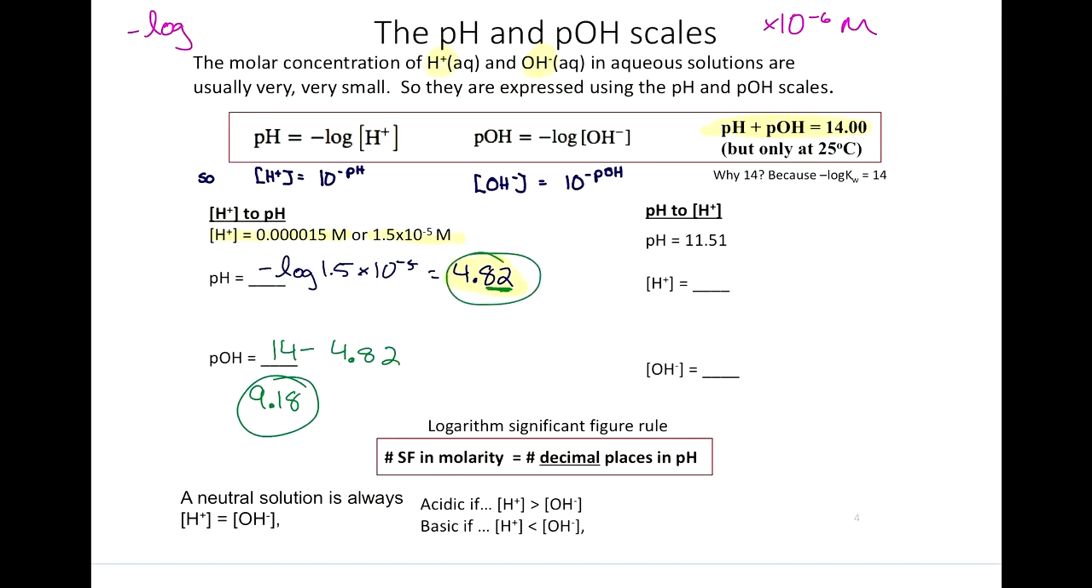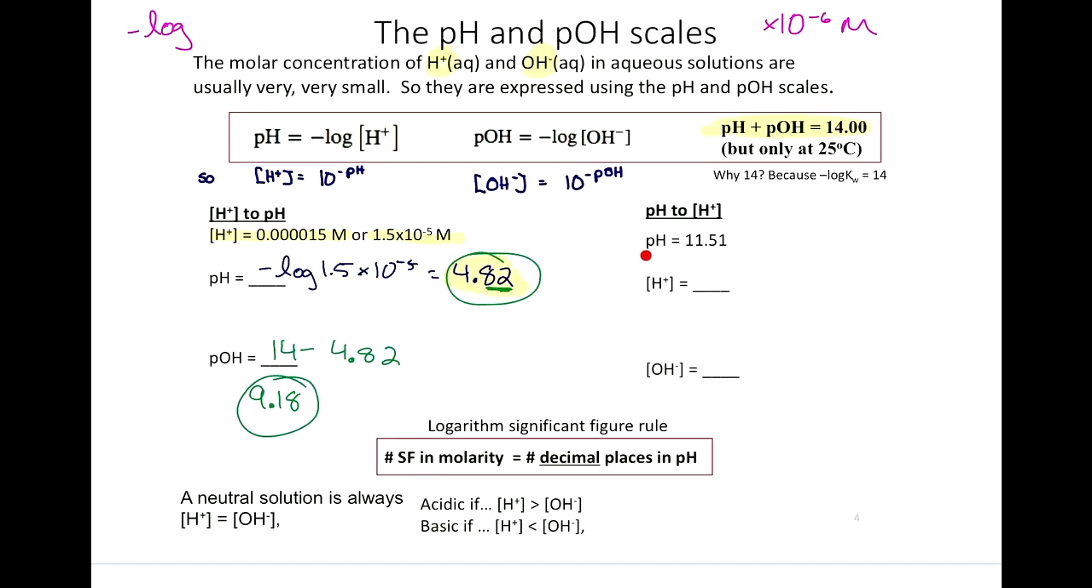We're assuming this solution is at 25 degrees Celsius. 95% of the work we'll do in this course is happening at 25 degrees Celsius. All right, so that is working from concentrations to pH. Now let's do it the opposite way. Let's go from pH to molarities of our solution.